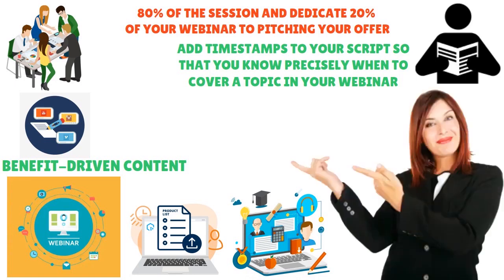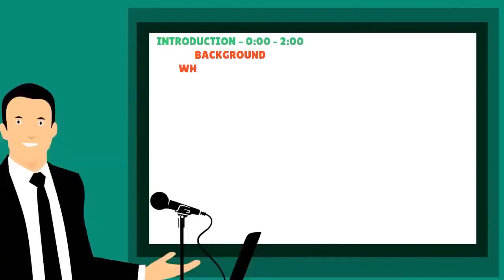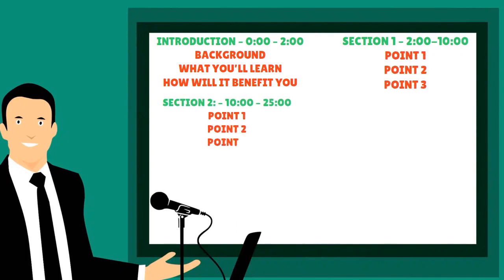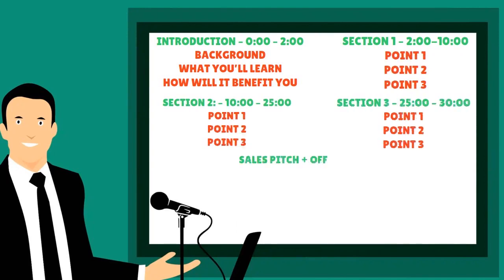Let me give you an example with when it comes to a webinar with timestamps. You can say, well, introduction, 0 to 2 minutes. Section 1, 2 minutes to 10 minutes. Section 2, 10 minutes to 25 minutes. Section 3, 25 minutes to 30 minutes. Okay, and sales pitch plus offer, 30 minutes to 40 minutes.